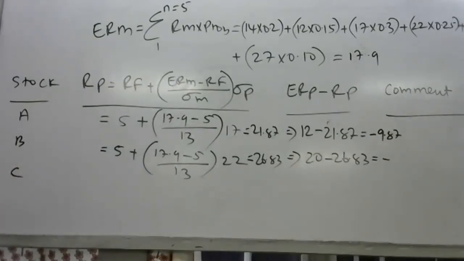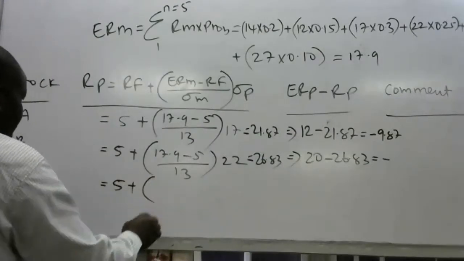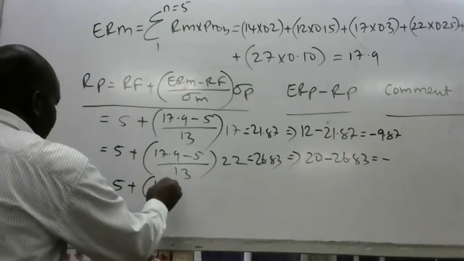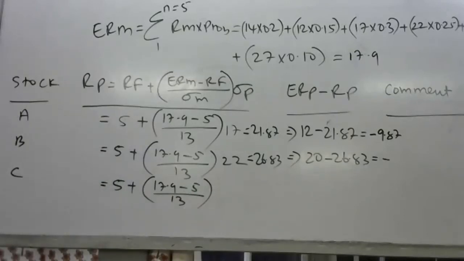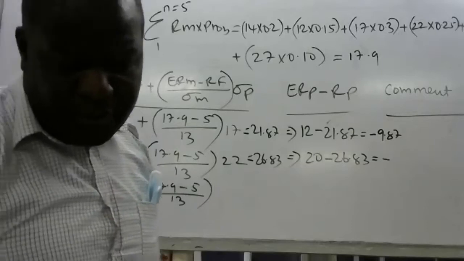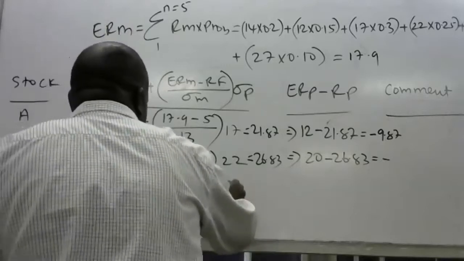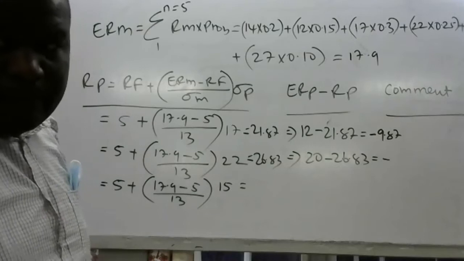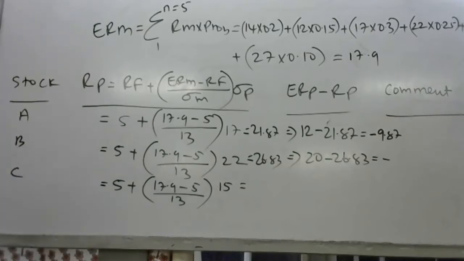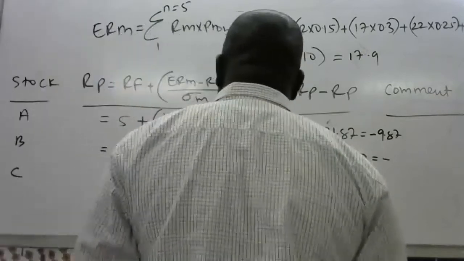We shall also be required to go to C. When it comes to C, it is 5, then plus 17.9 minus 5 divided by 13. So the standard deviation was given for that. That standard deviation was given as 15. So that will be able to give us which figure. I can see 19.88. So if it's not correct, you remind me.